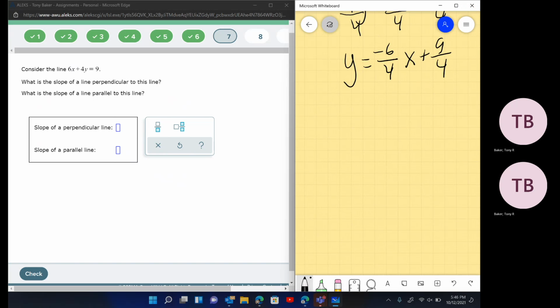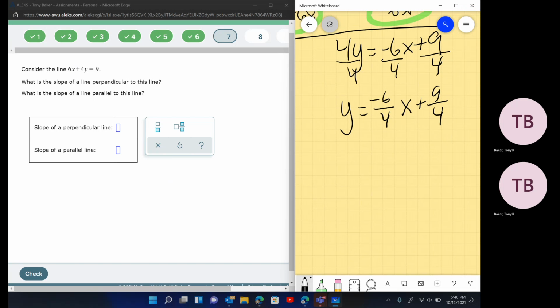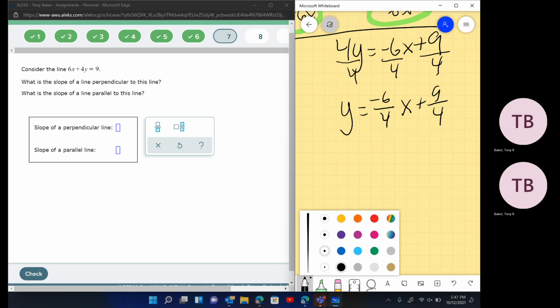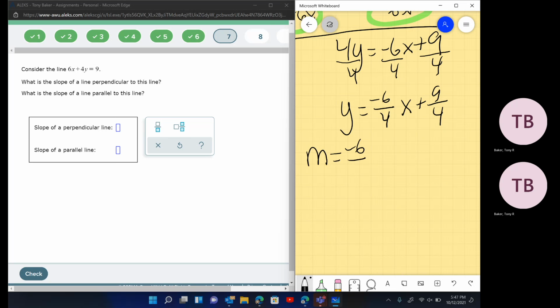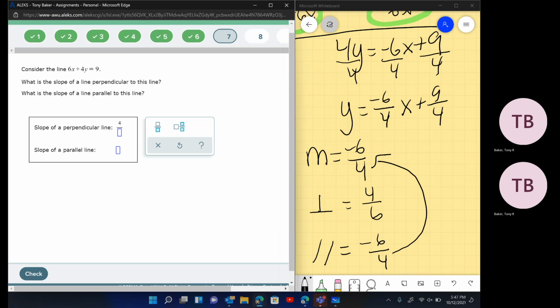All right, so now I'll go down a little bit for you. Now we're going to do the same thing we did with the other one. My slope, negative 6 over 4. This time they want perpendicular first, and then parallel. So my perpendicular slope is what? 4 over 6. Very good. It's positive because my other one was negative. Now my parallel, negative 6 over 4. Remember, go back to my original problem and not the perpendicular one. So 4 over 6 and negative 6 over 4.